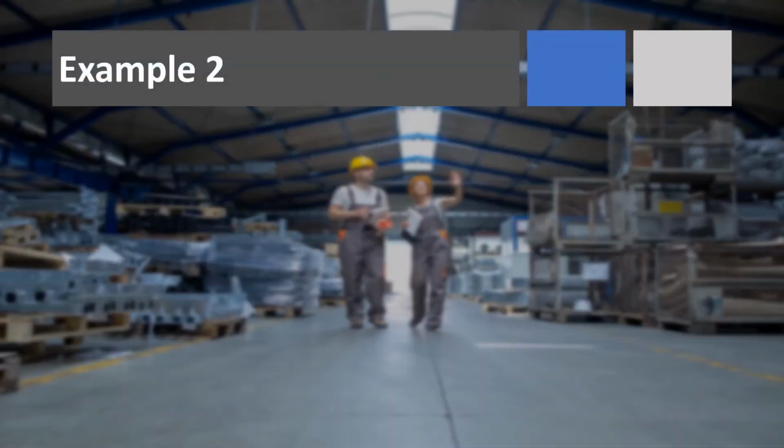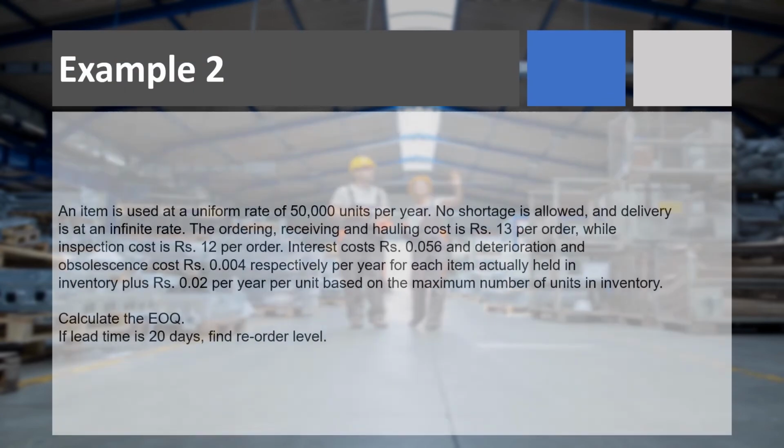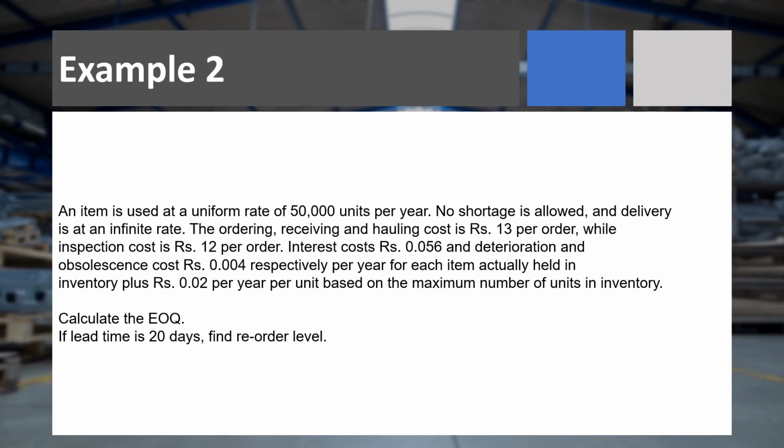An item is used at a uniform rate of 50,000 units per year. No shortage is allowed and delivery is at an infinite rate. The ordering, receiving and hauling cost is rupees 13 per order, while inspection cost is rupees 12 per order. Interest cost is rupees 0.056 and deterioration and obsolescence cost is rupees 0.004 per year for each item actually held in inventory, plus 0.02 per year per unit based on the maximum number of units in inventory. Now you have to calculate the EOQ. If the lead time is 20 days, find the reorder level.